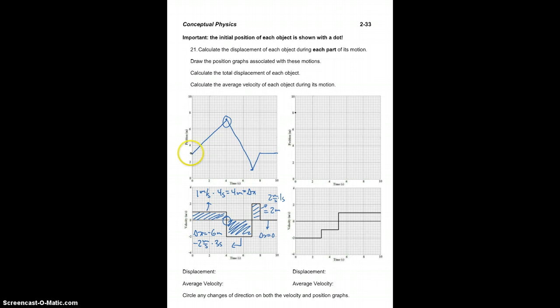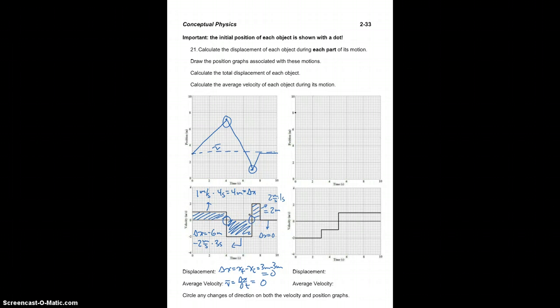Okay, so I started at 3 meters. I ended at 3 meters, which means my delta x, final minus x initial, 3 meters minus 3 meters, I didn't go anywhere. My average velocity, delta x over delta t, or the slope from the first point to the final point, is also 0. We had one more direction change we didn't circle.